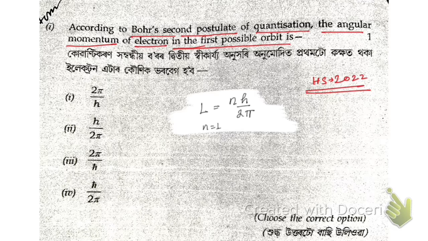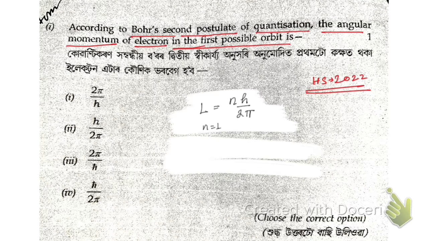for n is equal to 1, this L is going to be equal to h by 2 pi, right? So h by 2 pi, so option 2 is the correct option, right? H by twice pi. So now let me take the next question.